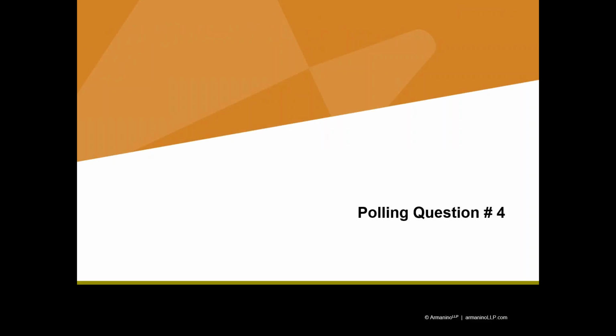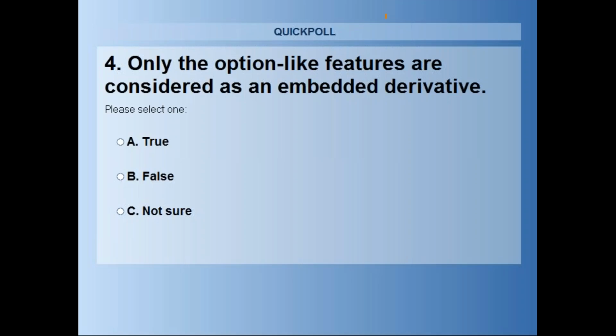Okay, and now our last polling question. So the true-false question posed here is, only the option-like features are considered as an embedded derivative. Is that true, false, or not sure? We want to give everyone a chance to vote on this since it's our last one. We'll let that run for a little bit. Okay, if you can register your vote, we'll go ahead and close the poll.